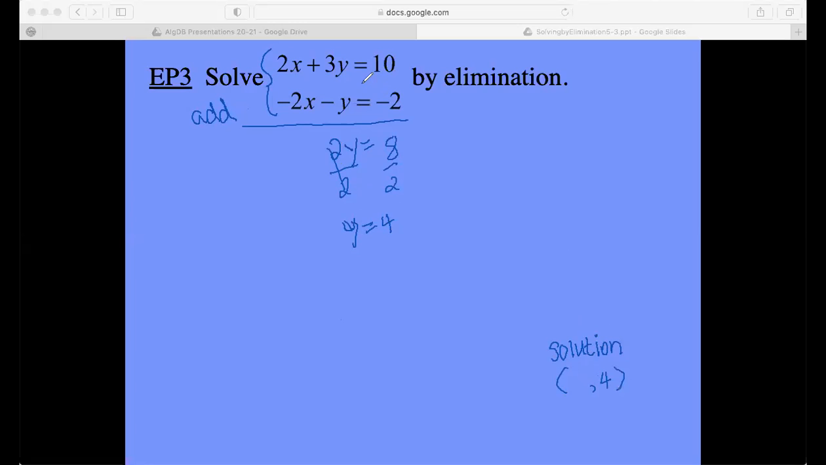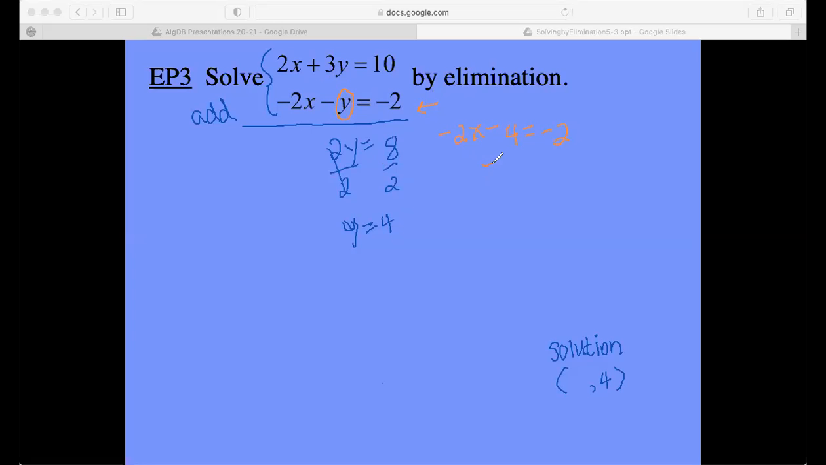Again, to find my x, I go back to my original system, and I either need to replace this y with 4 or this y with 4 and solve for x. So I'm going to pick the bottom equation this time. Again, remember, it doesn't matter. So I'm going to replace this y with 4. So my second equation is now negative 2x minus, but instead of y, I put y's value, which is 4. And it says that's equal to negative 2, right? I've just rewritten the second equation, substituting in my y value.